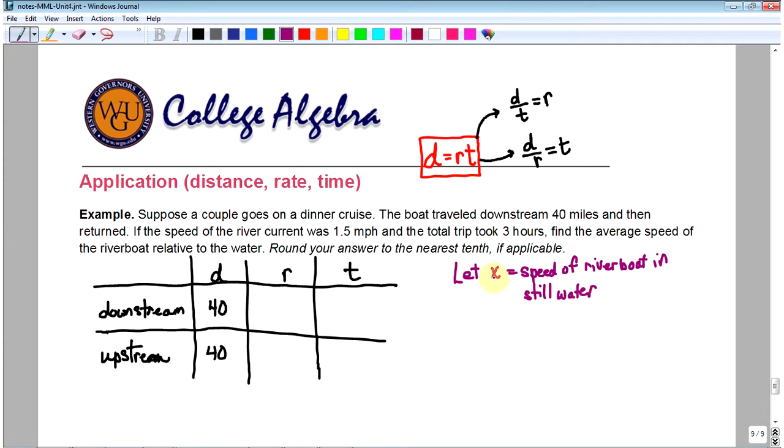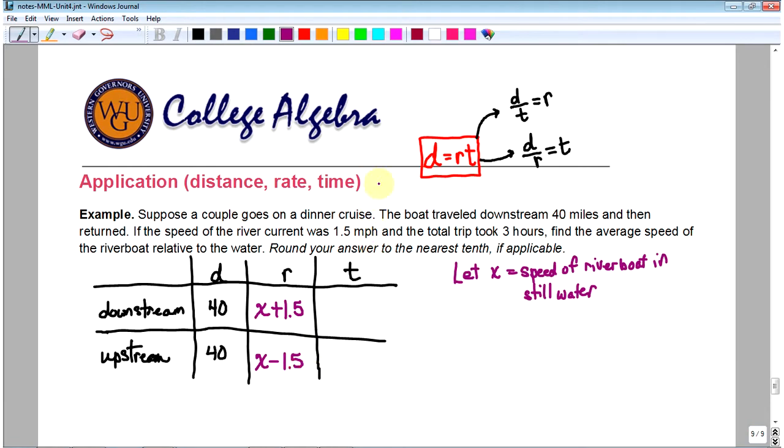Okay, so if my boat travels x miles per hour in still water, and the river current is 1.5 miles per hour, then when the boat is going downstream, you would take its speed and add to it the speed of the current, which is going to make it go faster. So we'll have x plus 1.5. Similarly, when the boat returns to go upstream, we start off with the speed of the boat, but the current is going to slow it down a bit. So we're going to subtract from it 1.5.